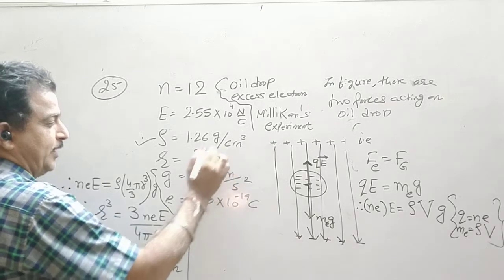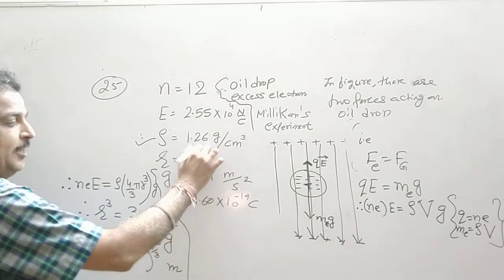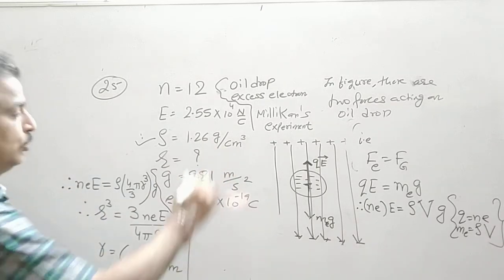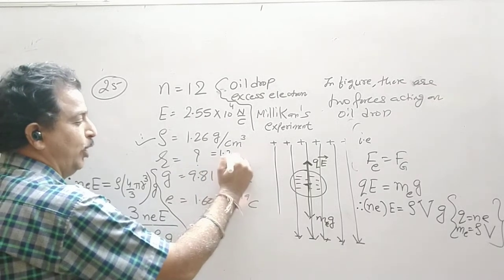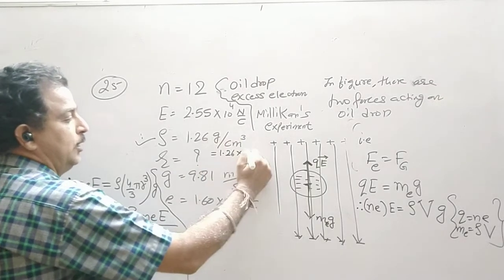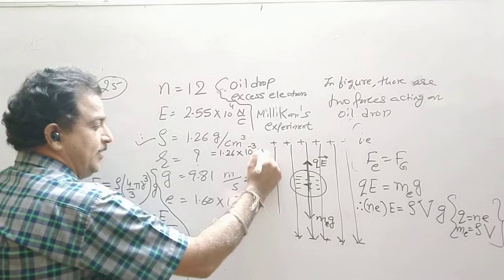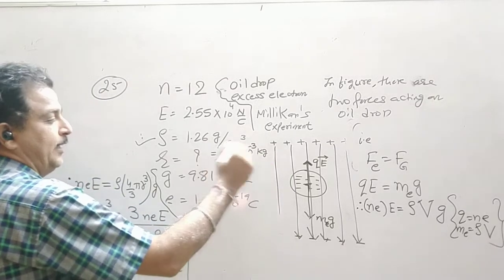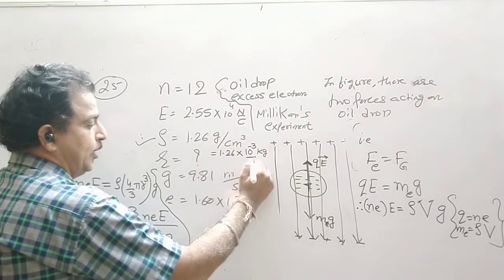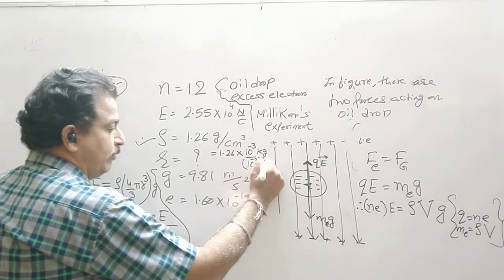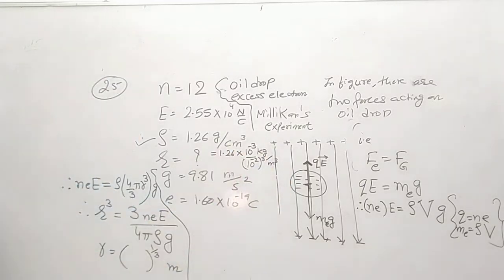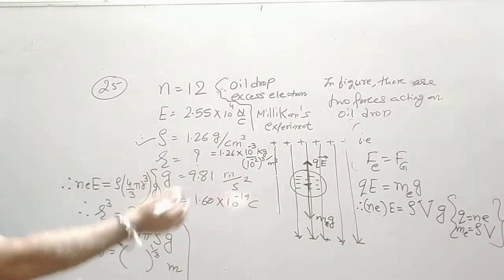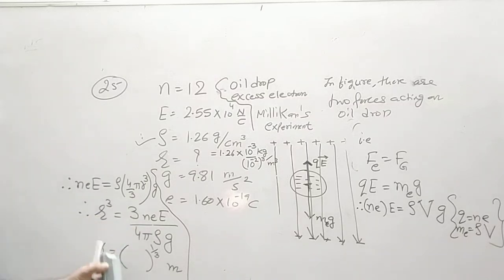Also remember, if the density is in CGS, you have to convert it into SI or MKS. So 1.26 into 10 raised to minus 3 kg per centimeter cube. So 10 raised to minus 2 cube, that will be 10 raised to minus 6 meter cube. You do all this calculation, the mathematical part, substitute all the values and check the answer.